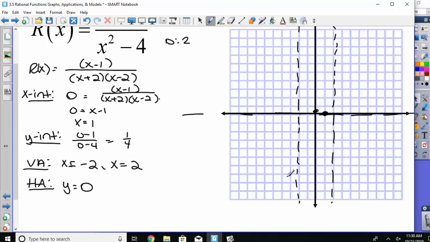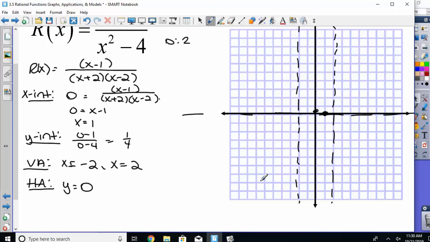Now it may seem a little odd that I have a point on that. What happens with graphs, they can cross a horizontal or an oblique asymptote in the middle. It's just the ends won't be. On vertical asymptotes, you will never cross anywhere. So we have found all of our information.